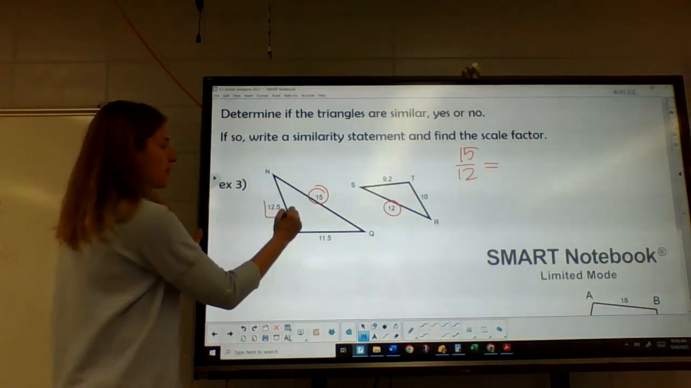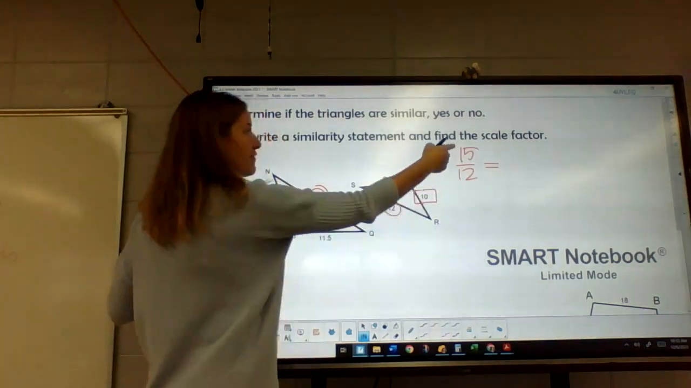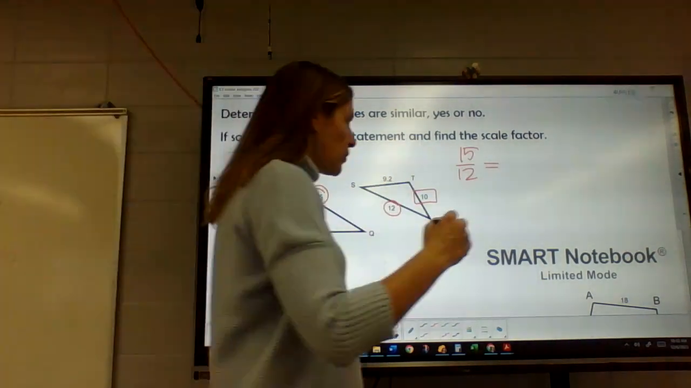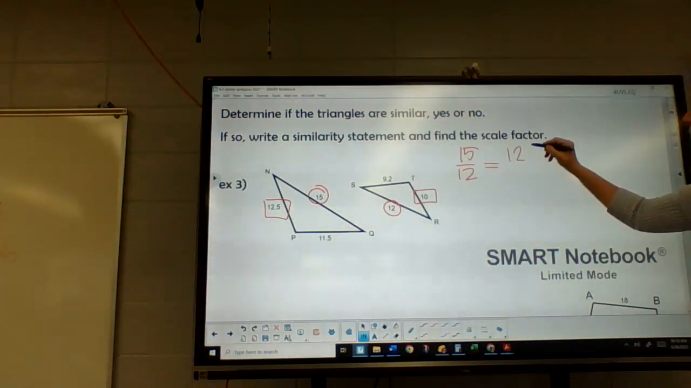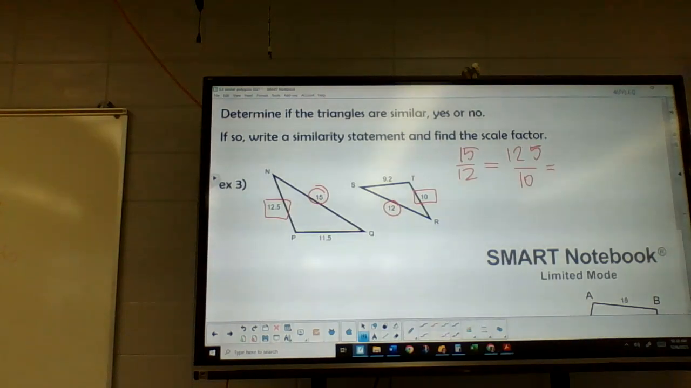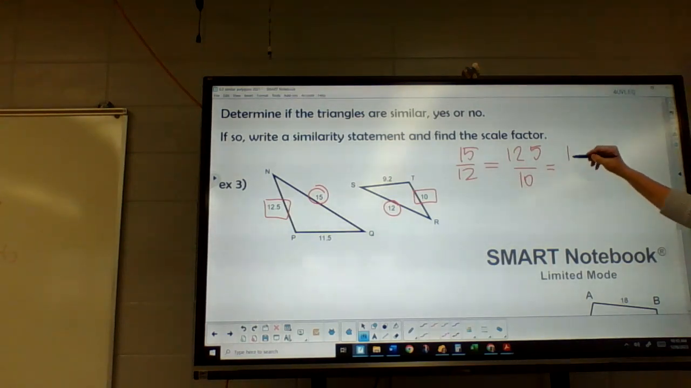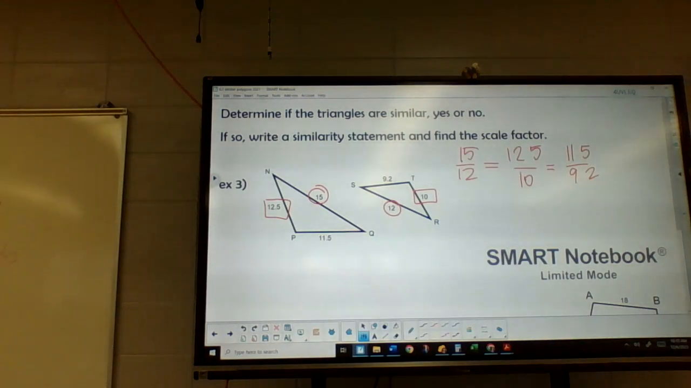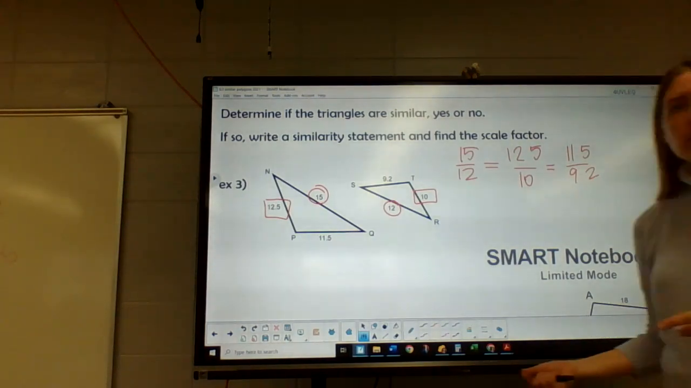10 and 12.5. Now when I go to write that, how do I have to write it based off of how I wrote this one? 12.5 over 10. Yeah, so 12.5 over 10. And then I want that to work with the last set of sides. Which one has to go on top? 11.5 and 9.2. Now just looking at these, they don't look like they work. How can I tell if they actually work?